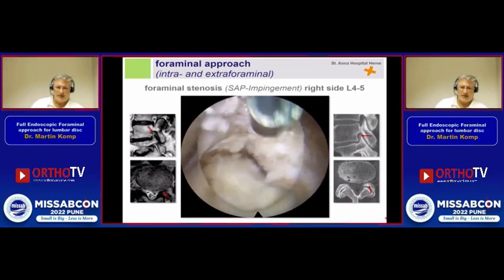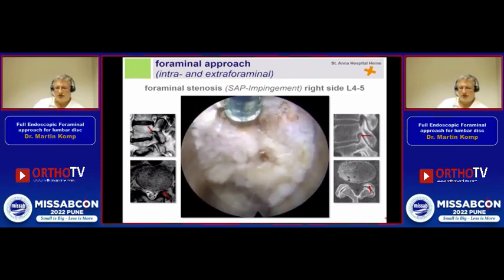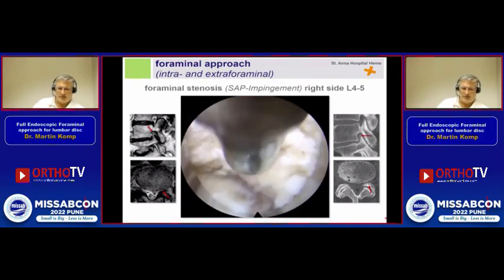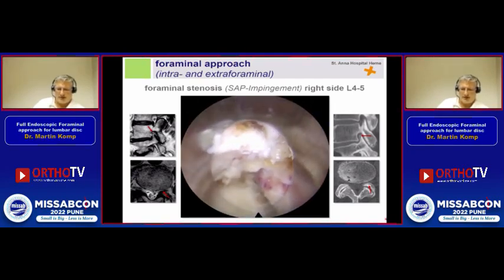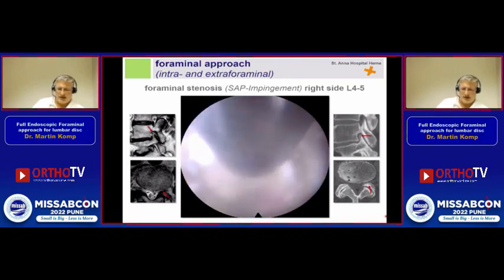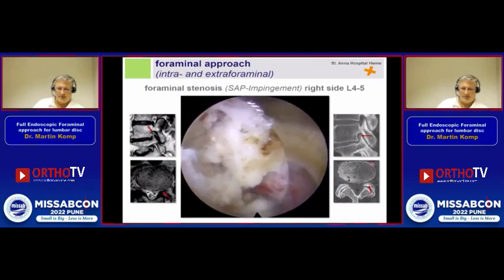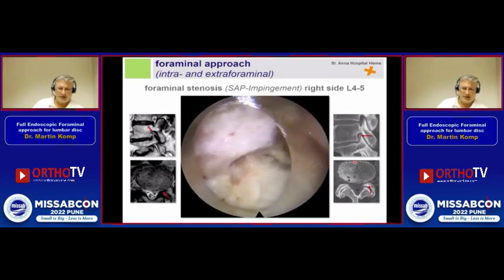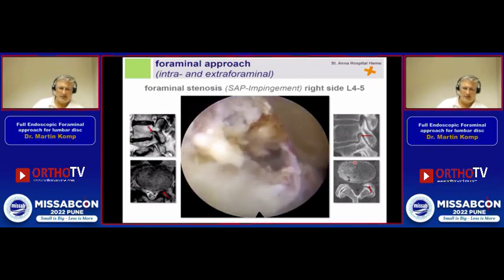An example for foraminal stenosis: SAP impingement on the right side. That means by flexion or extension, especially when the patient puts his lumbar spine into lordosis, he gets radicular pain due to the impingement of the tip of the SAP on the exiting nerve root. So what we do is resect the tip of the SAP with a deflectable burr, and it is important not only to resect the lateral part, but also the medial part to make the complete area free.